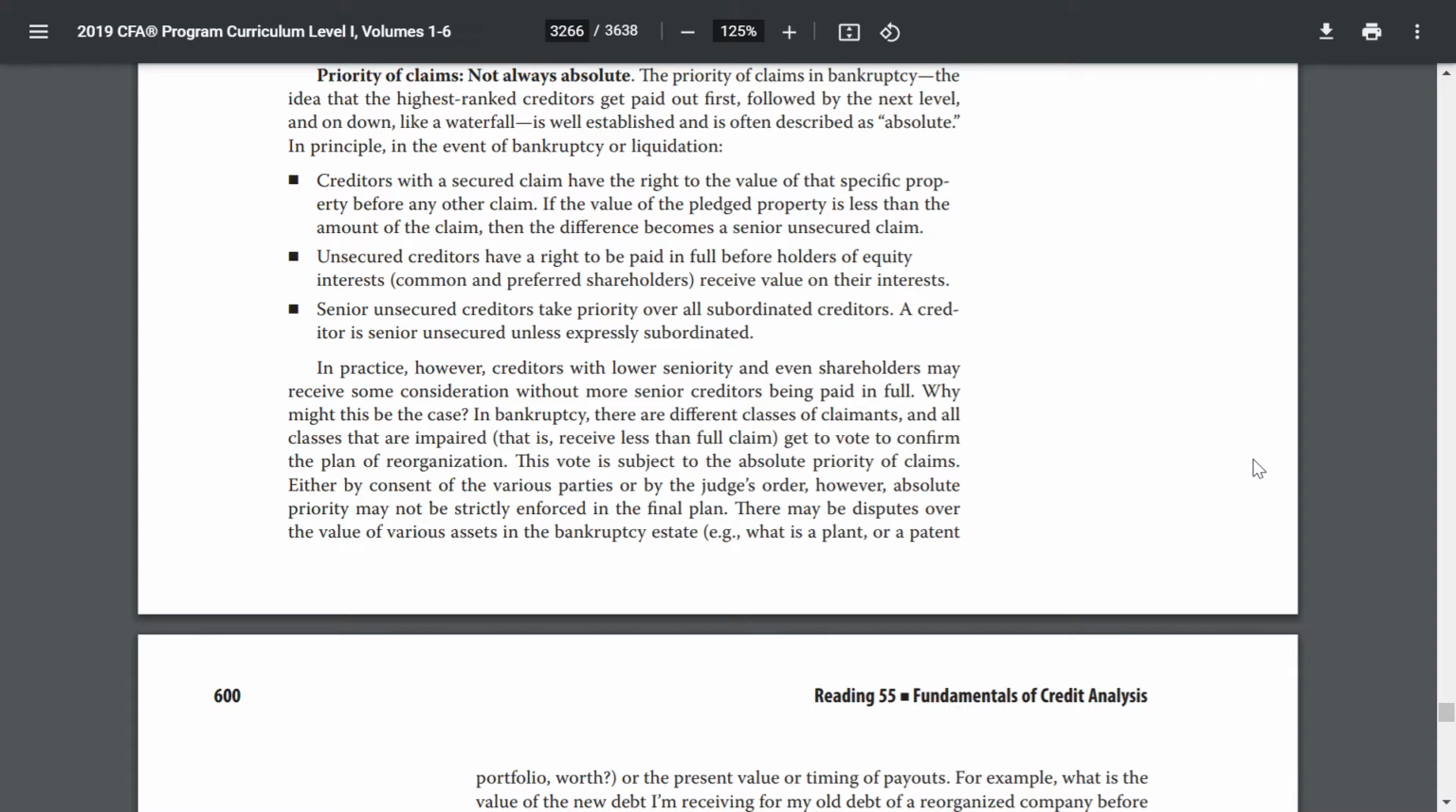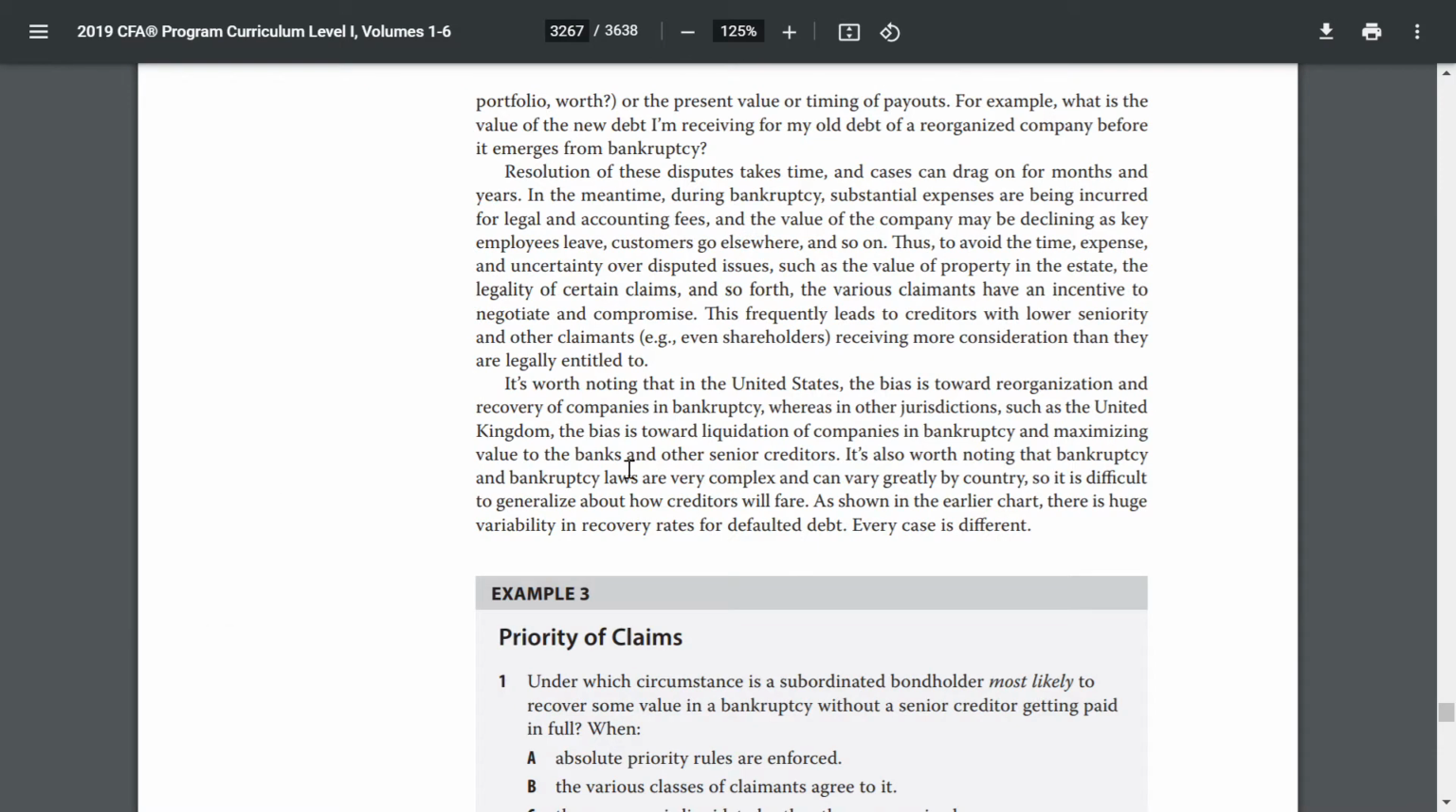Why might this be the case? In bankruptcy, there are different classes of claimants, and in all classes, the impaired get to vote to confirm the plan of reorganization. This vote is subject to the absolute priority of claims, either by consent of the various parties or the judge's order. However, absolute priority may not be strictly enforced in the final plan. So yeah, there are irregularities and it doesn't have to follow the rule.